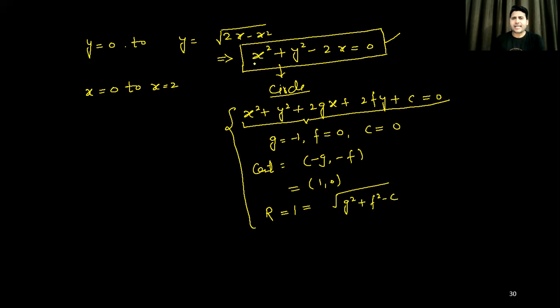So this is a circle whose center is 1 comma 0 and radius is 1. Means what? How will this look? A circle whose center is 1 comma 0, like this, with radius 1, will look something like this.